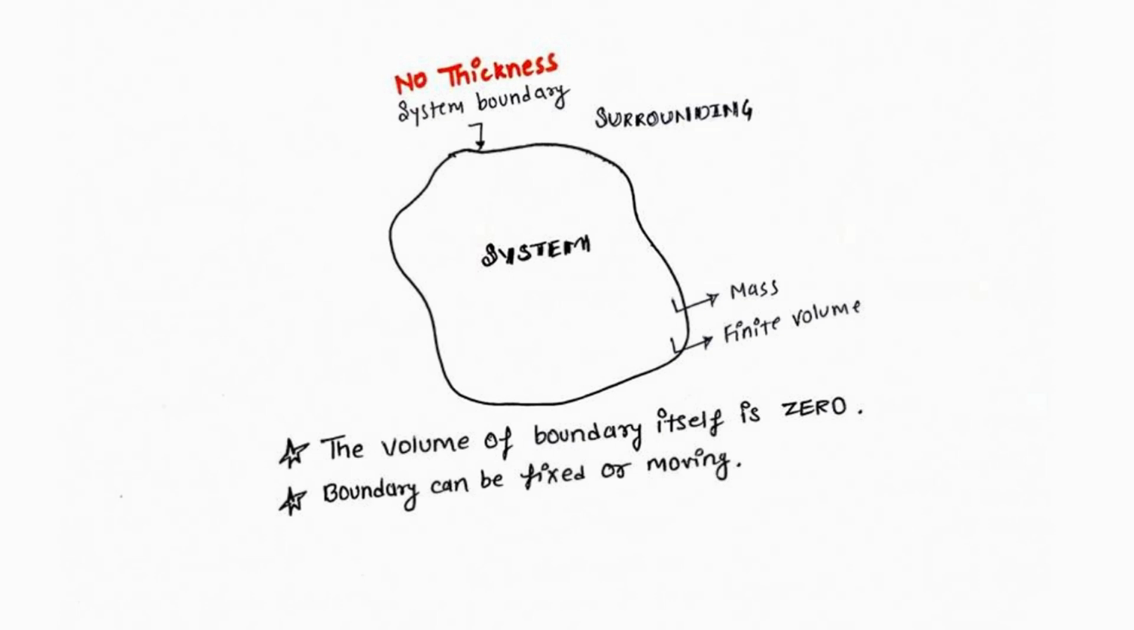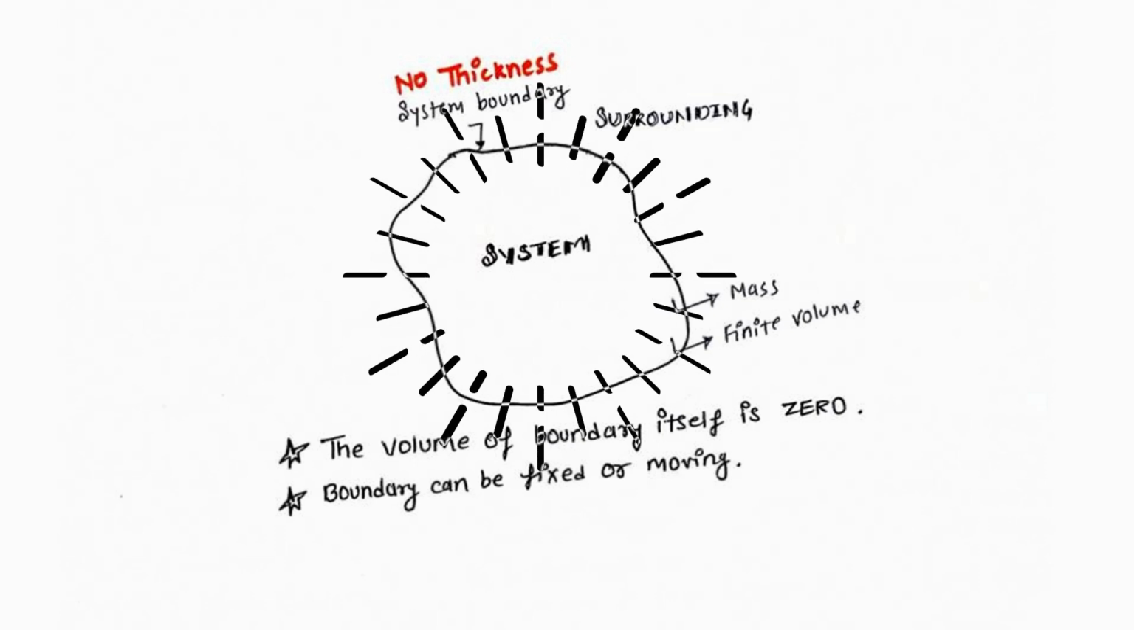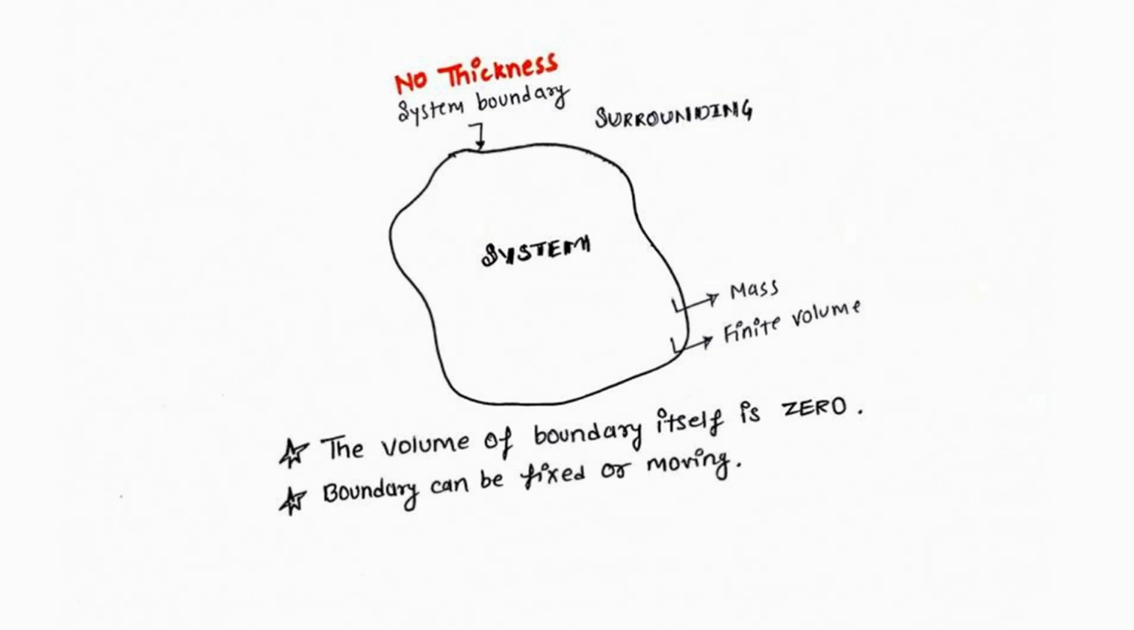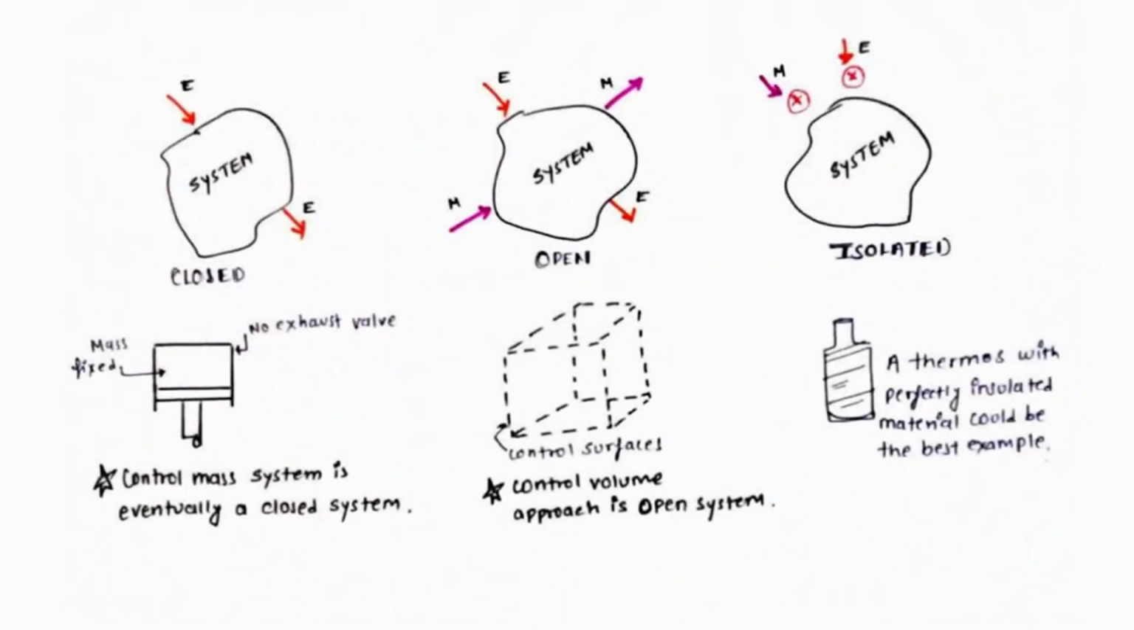This boundary can be fixed or moving. The boundary that we have assumed, which has no thickness, can be fixed or moving, as I told you, like the piston and cylinder arrangement, in which the piston goes to TDC and then comes back to BDC. That particular region can be considered as the system boundary. Now, as far as the closed system is concerned, we are considering a piston cylinder arrangement again with mass fixed but having no exhaust valve.